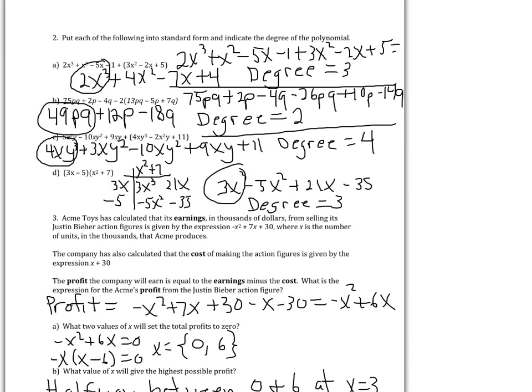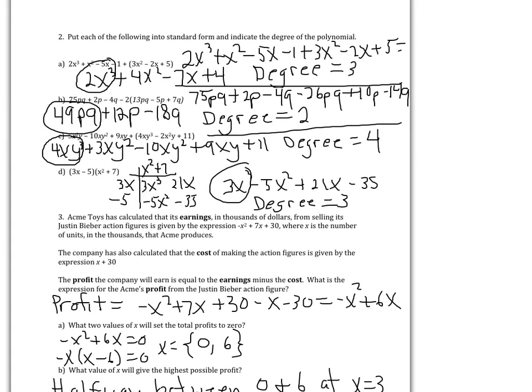For number 2, we're putting each of these into standard form and indicating the degree of the polynomial. So for a here, all we have to do is take these items out of the parentheses in the second part of the expression, because we're adding that, we don't have to change the signs. So we end up combining a x squared and a positive 3x squared, which gives us 4x squared. And we have a negative 5x and a negative 2x, which gives us negative 7x. Negative 1 and positive 5 gives us 4. We end up with a degree of 3 because the term with the highest degree is the 2x cubed, and so that's a third degree term, so we have a polynomial of degree 3.